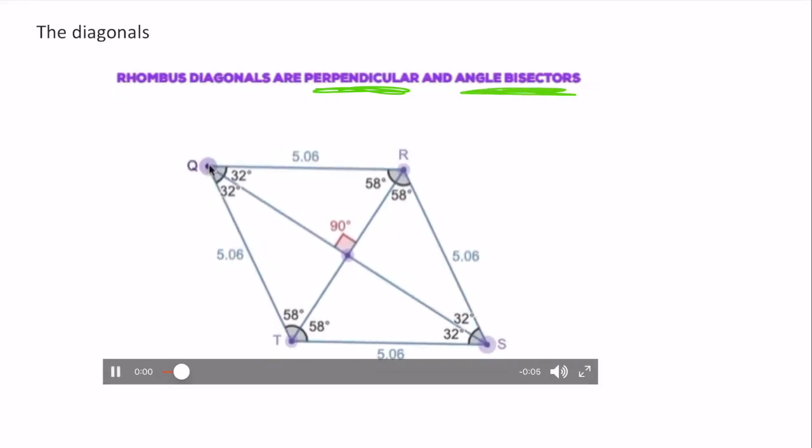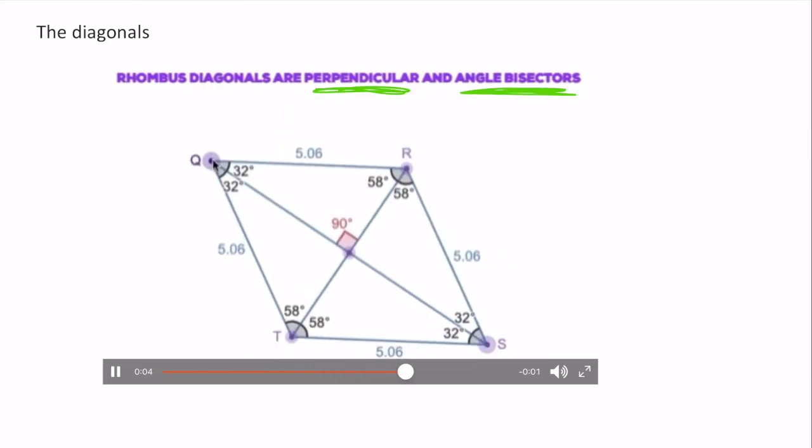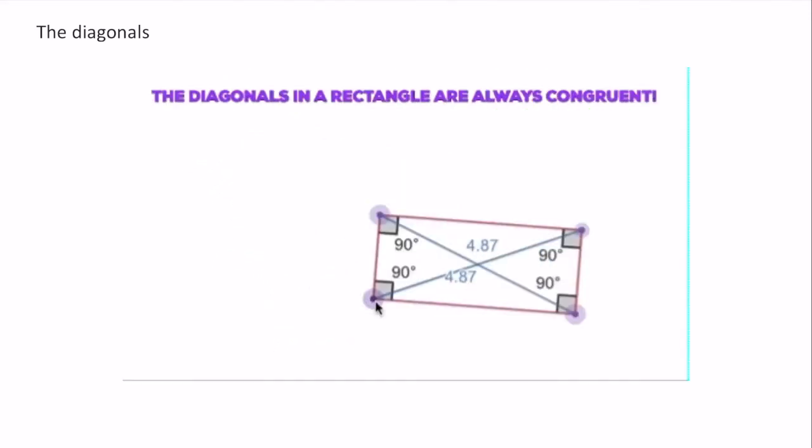So look at the interior angles. No matter what happens to that rhombus, those bisectors are always intersecting at a 90-degree angle, and they're always cutting the opposite angles in half, right? 61 and 61, 29 and 29, 61 and 61, 29 and 29, and that's always going to be true. The rectangle, okay?